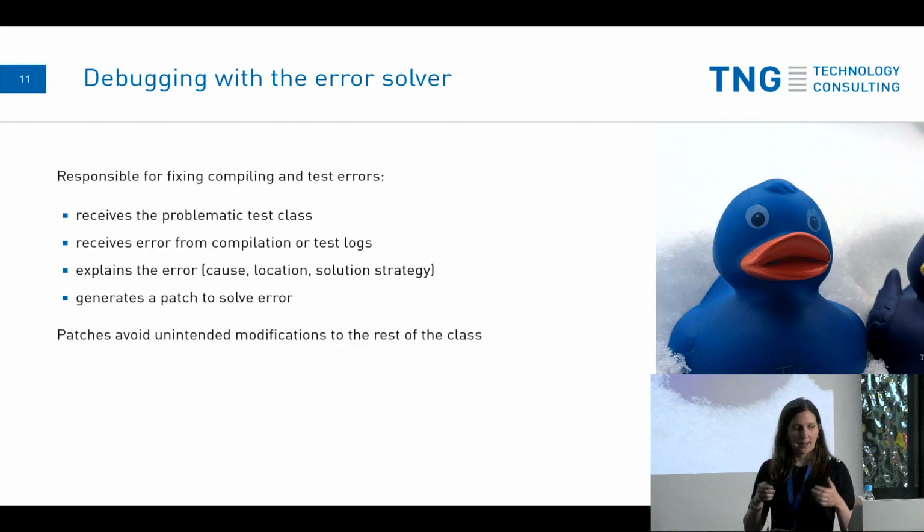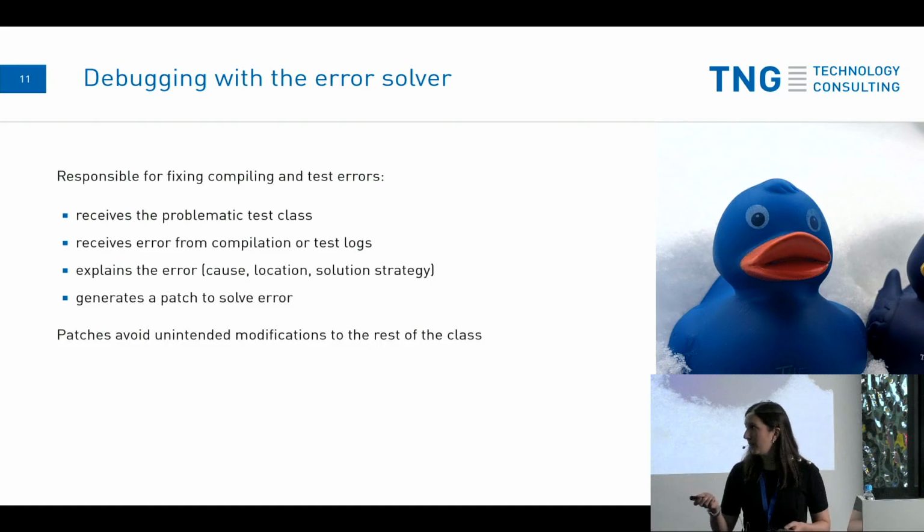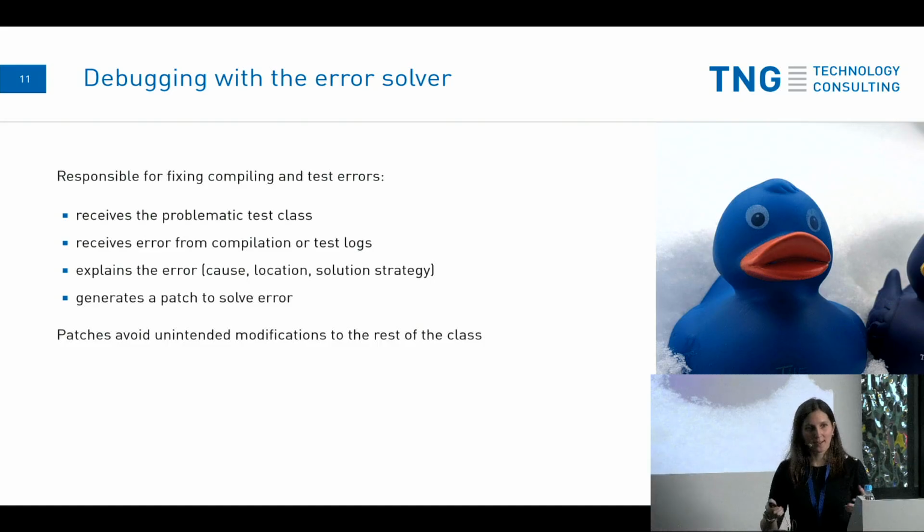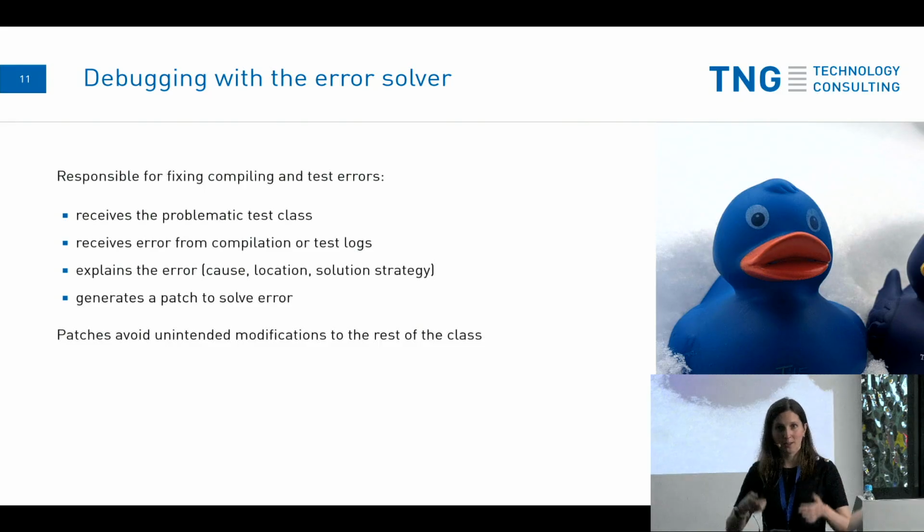And then it's, again, a two-step process where it's asked to explain the error, so what could be the cause, where's the error actually happening in the code, and how would it solve it, and then actually write a patch to solve it. Why do we generate a patch here? Because we found that if we just ask the LLM to solve it by then generating the full file again, some unintended stuff happens where maybe another test just disappears. So we don't want that. Instead, we generate a patch. It works much more stably.